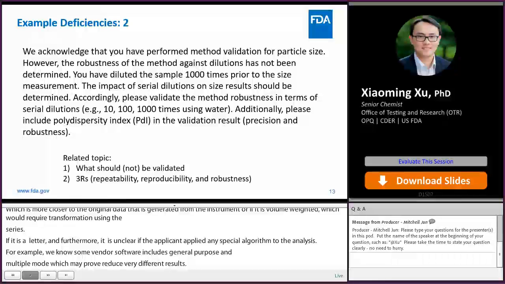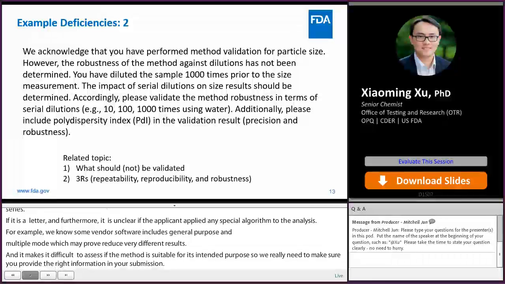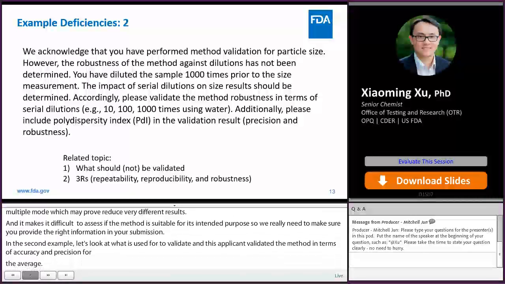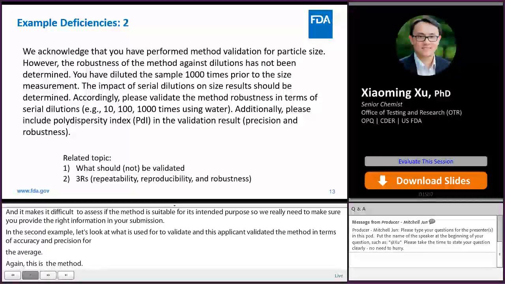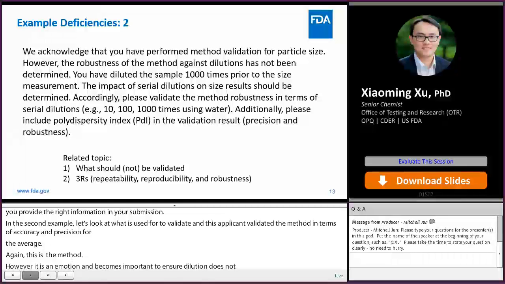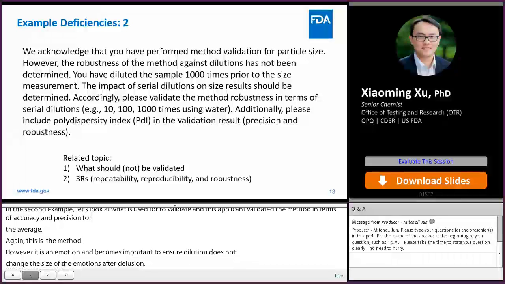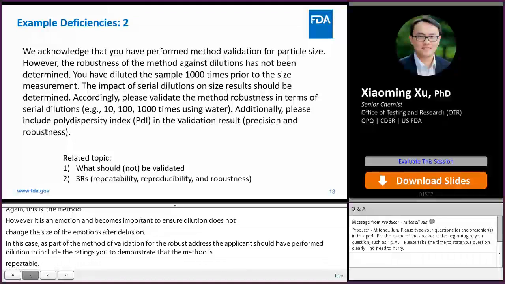In the second example, let's look at what is useful to validate. This applicant validated the PSD method in terms of accuracy and precision for Z average. Again, this is a dynamic light scattering method. However, the drug product is an emulsion, and it becomes important to ensure dilution does not change the size of the emulsions after dilution. In this case, as part of the method validation for the robustness, the applicant should have performed serial dilution to include the range beyond just the target condition to demonstrate that the method is repeatable. And again, what is important to validate are the 3 R's. To repeat, those are repeatability, reproducibility, and robustness.